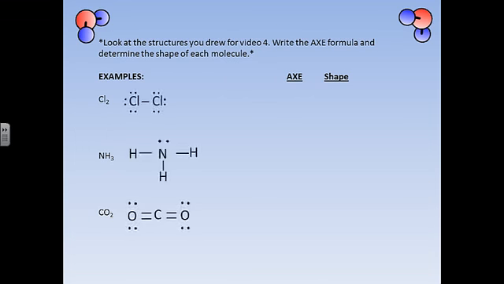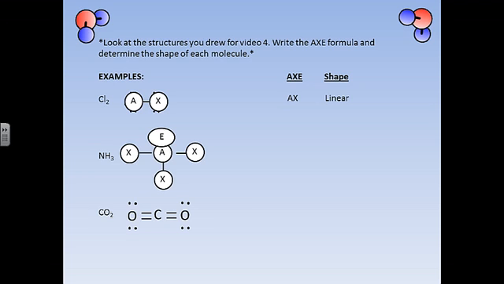To determine the shape, you must look at the Lewis structures. Chlorine has only 2 atoms total, so you simply label one atom A and the other atom X. It does not matter which is which, and lone pairs are unimportant in this case. Because the AXE formula is AX, the shape is linear. The nitrogen is the central atom A in ammonia, and the hydrogens are the X's. Nitrogen has 1 lone pair on it, so label the lone pair with an E. The AXE formula is AX3E, so the shape is trigonal pyramidal.